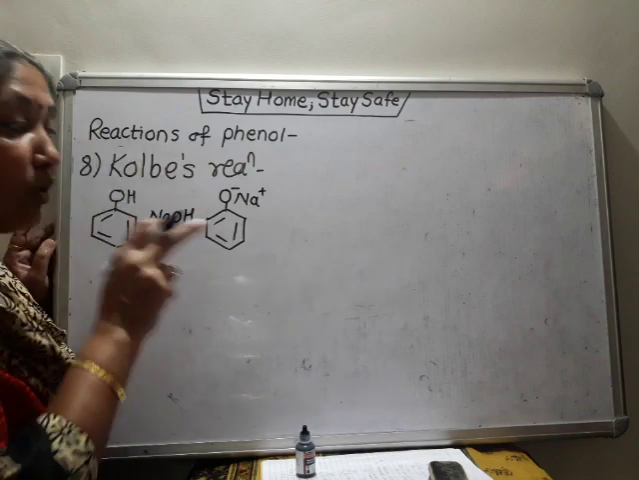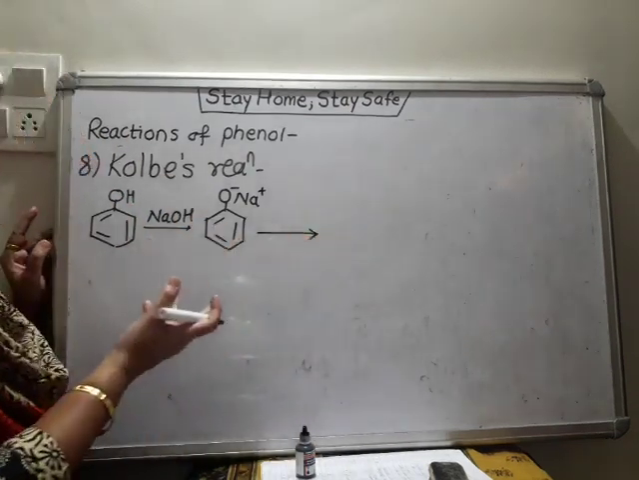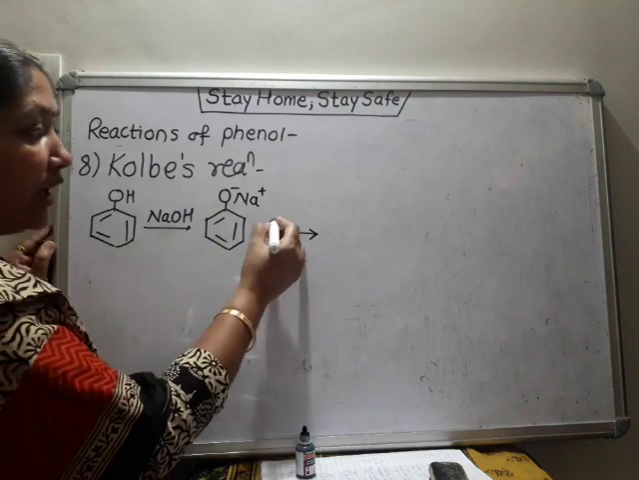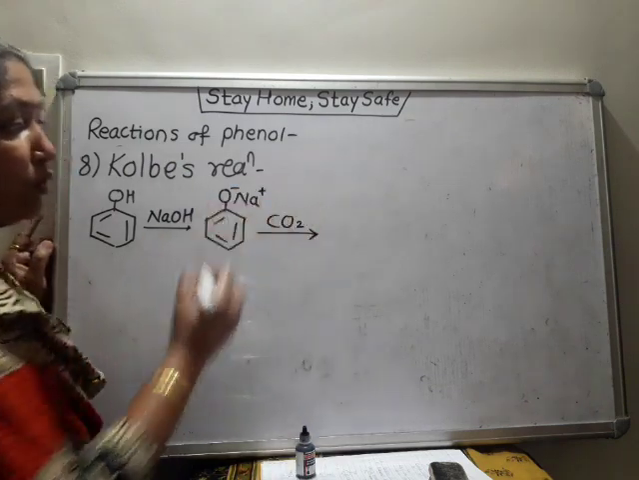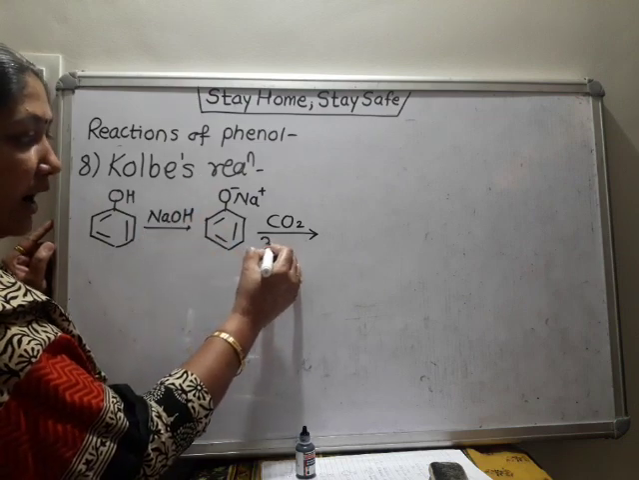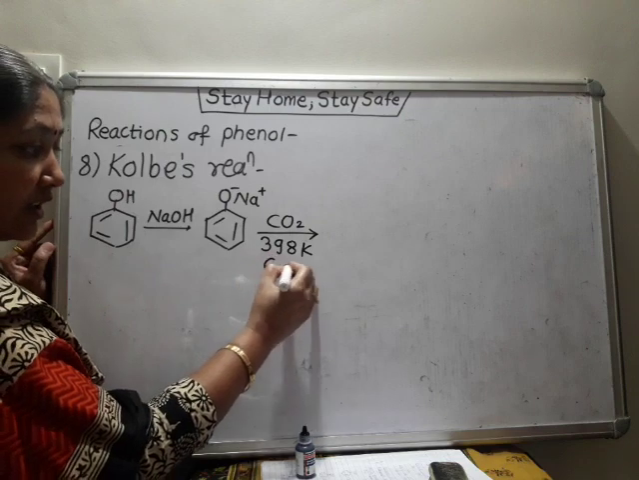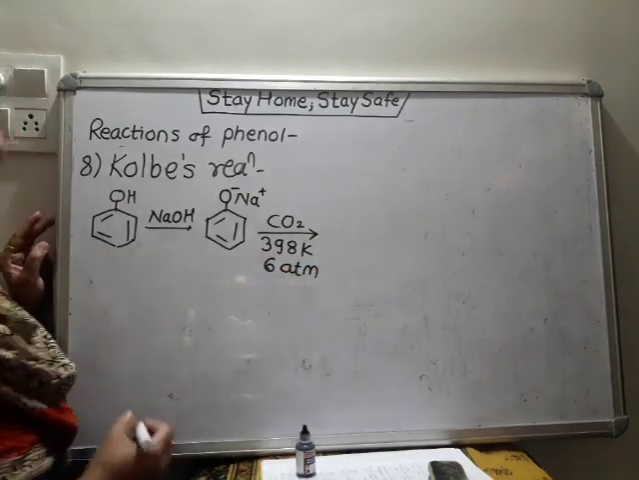So what's the source of the COOH group, the acidic group? It is CO2. The reaction is carried out at 398 Kelvin under 6 atmospheric pressure.